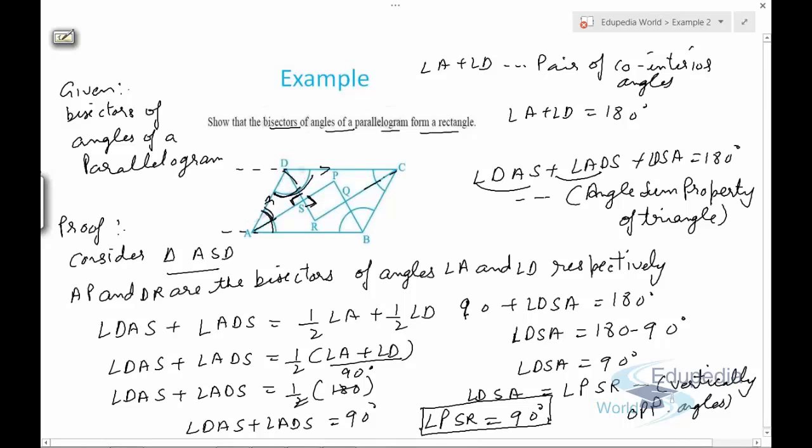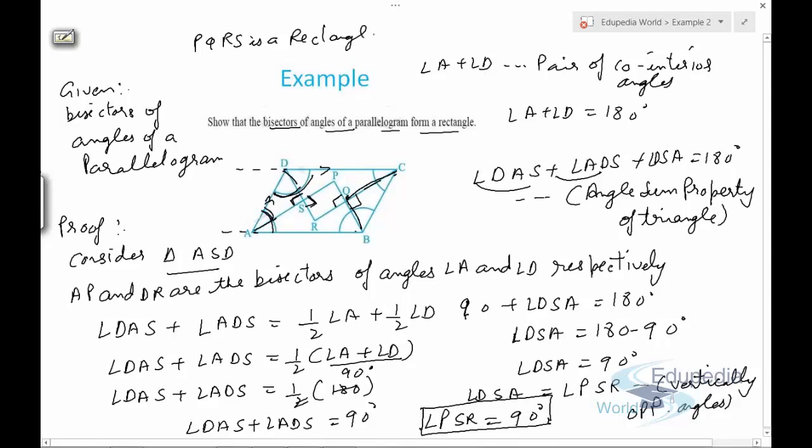Similarly, if you consider triangle BQC, we can say that QC and BQ are the bisectors. So we can write QCB as half of angle C and QBC as half of angle B. Then again we can prove that angle CQB is 90 degrees, and through vertically opposite angles we can prove that this angle is also 90 degrees. The same we can prove for the other angles also. So we can say that PQRS is a rectangle.